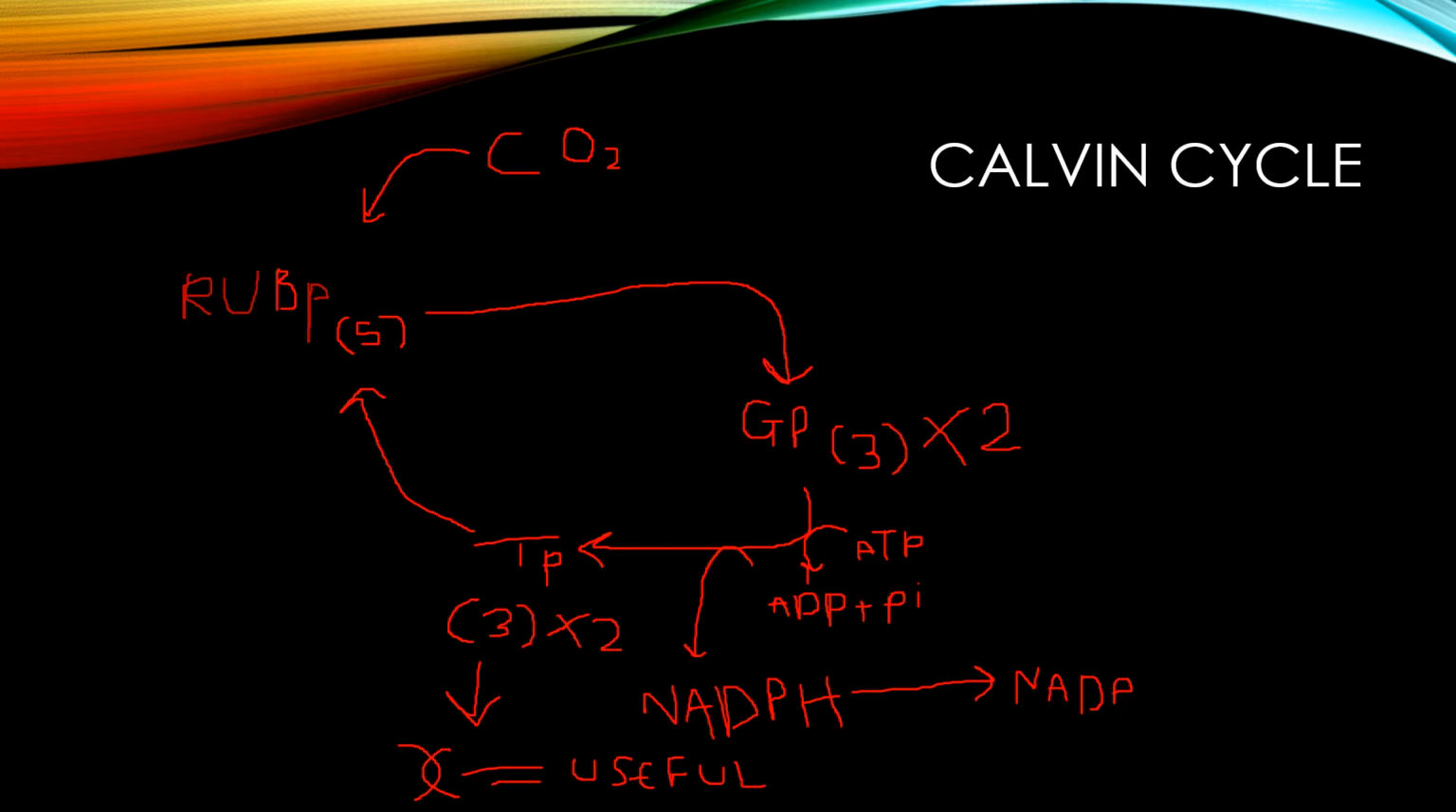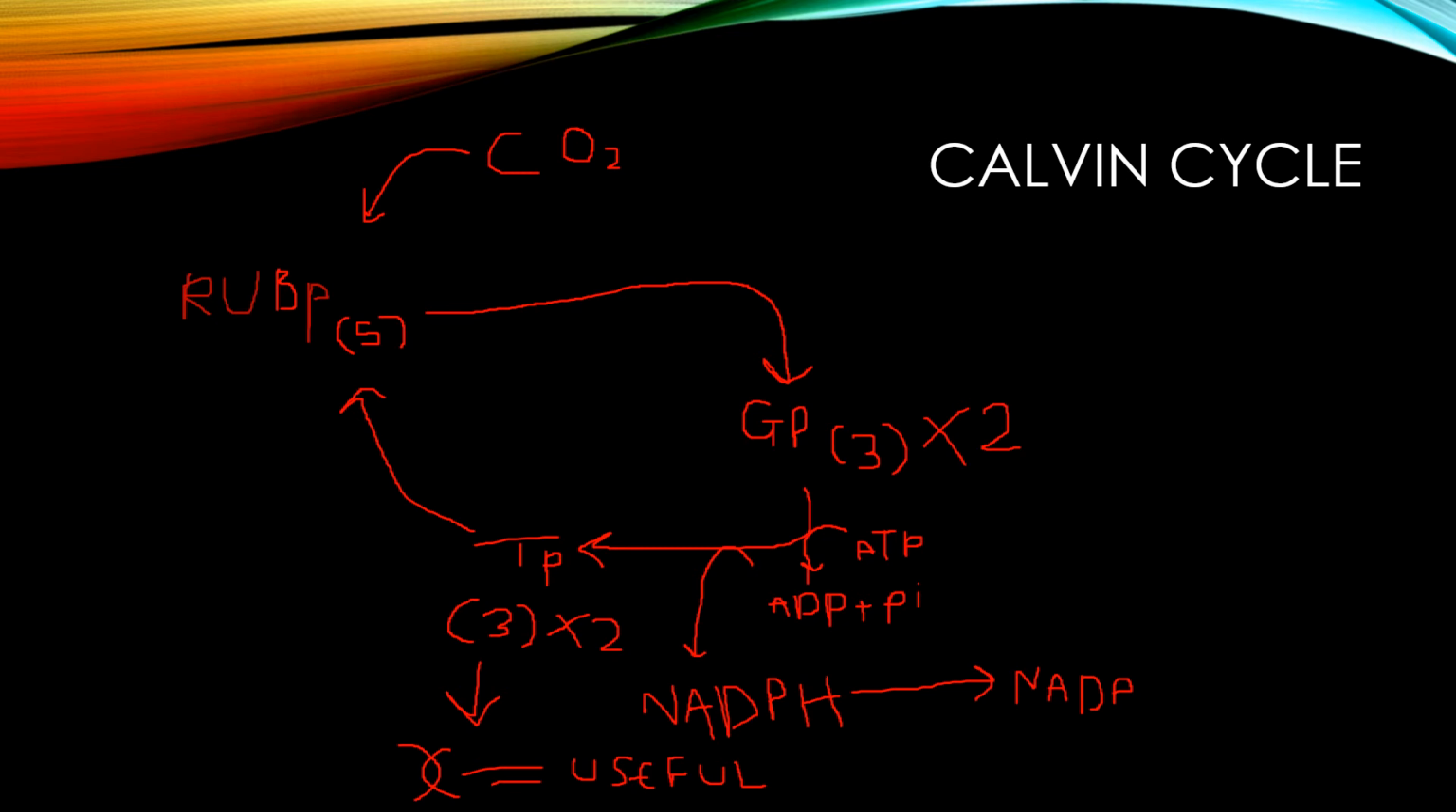All right, so we're going to go through this again. So you have your RuBP, a 5-carbon molecule. It binds to carbon dioxide, forming GP, which is a 3-carbon molecule, and 2 of them are formed. Then using ATP and reduced NADP, they form ADP plus Pi and NADP, and this forms TP, which is another 3-carbon molecule. Now 5 of these carbons go to reform RuBP, and 1 of them is a useful product.